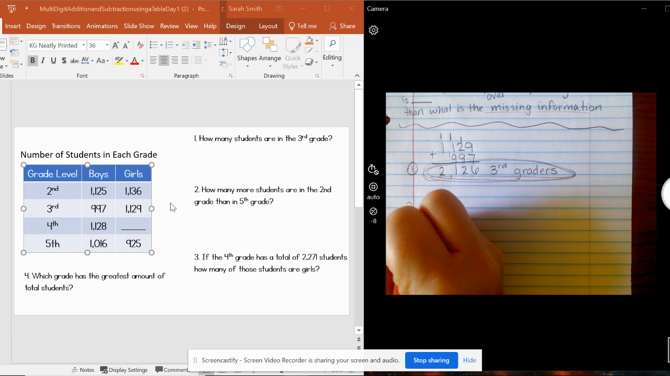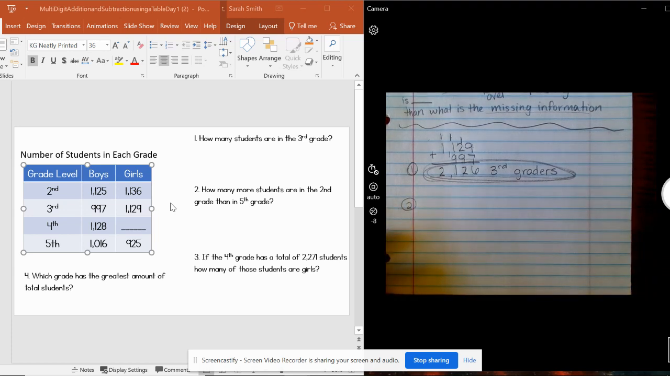Here's the problem with number 2, though. It doesn't tell you how many students are in the second grade in the graph. It doesn't tell you how many students are totaled in the fifth grade in the graph. It tells you how many boys and how many girls there are. So before you can do the subtraction of figuring out the difference between the two, you have to actually add up the boys and the girls just like you did for third grade.